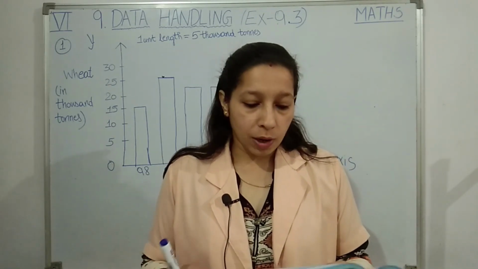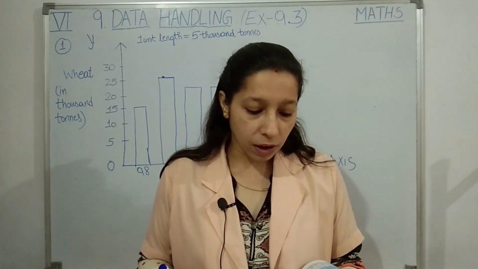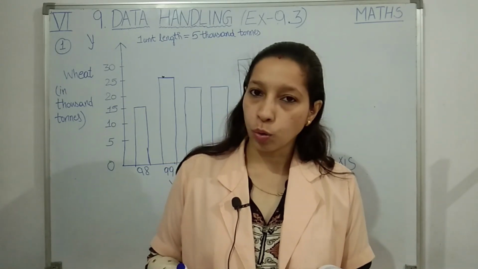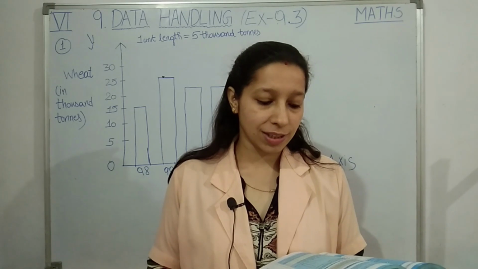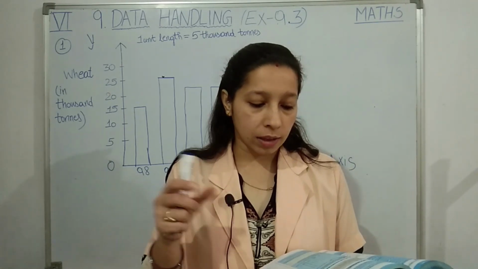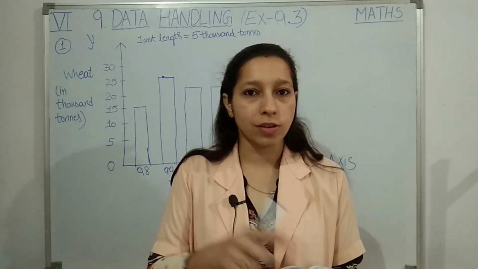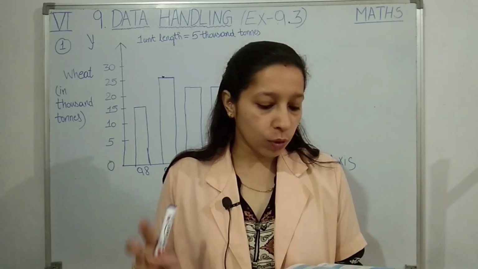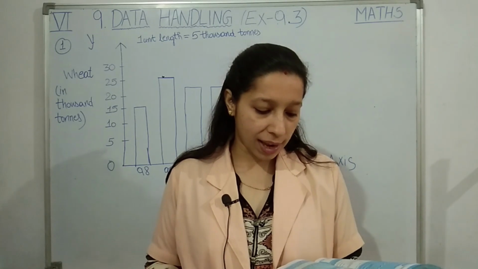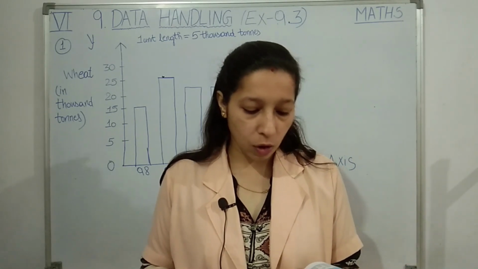Bar graph given below shows the amount of wheat purchased by government during the year 1998 to 2002. Okay, so this information is given in the bar graph: the purchases made by the government for wheat between year 98 to 2002 are given. Then 1 unit length equals 5000 tons. Okay, fine. Then read the bar graph and write down your observations.